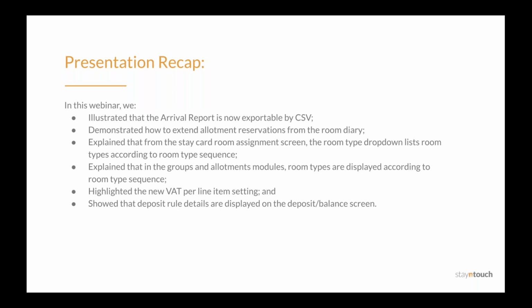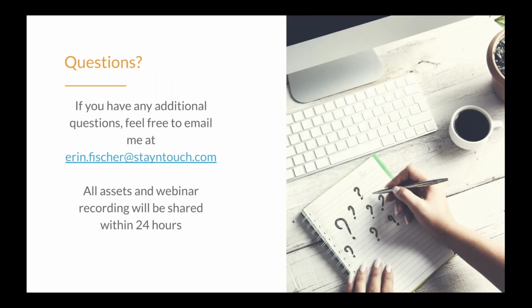In this webinar, we illustrated that the arrival report is now exportable by CSV, demonstrated how to extend allotment reservations from the room diary, explained that from the stay card room assignment screen, the room type drop-down lists room types according to room sequence, explained that in the groups and allotments modules, room types are displayed according to room type sequence, highlighted the new VAT per line item setting, and showed that deposit rule details are displayed on the deposit balance screen.